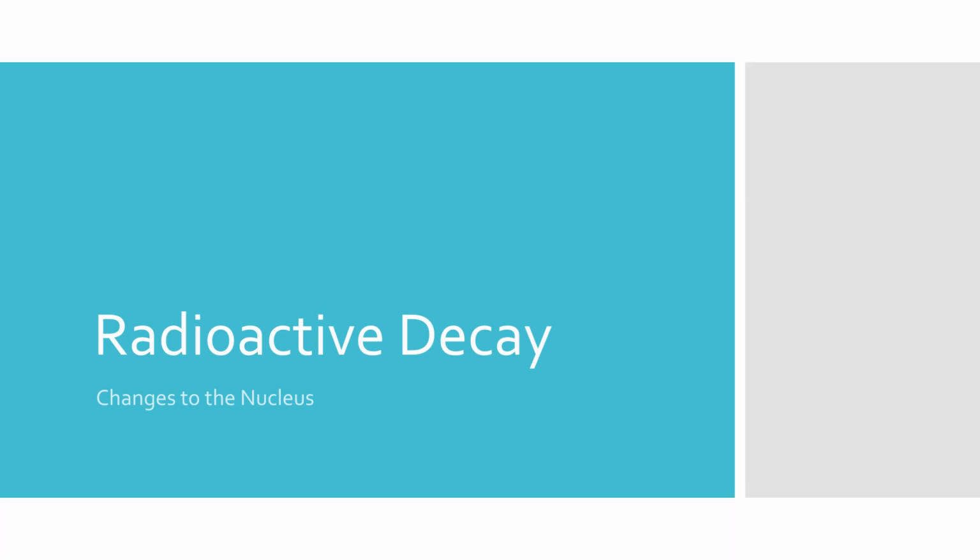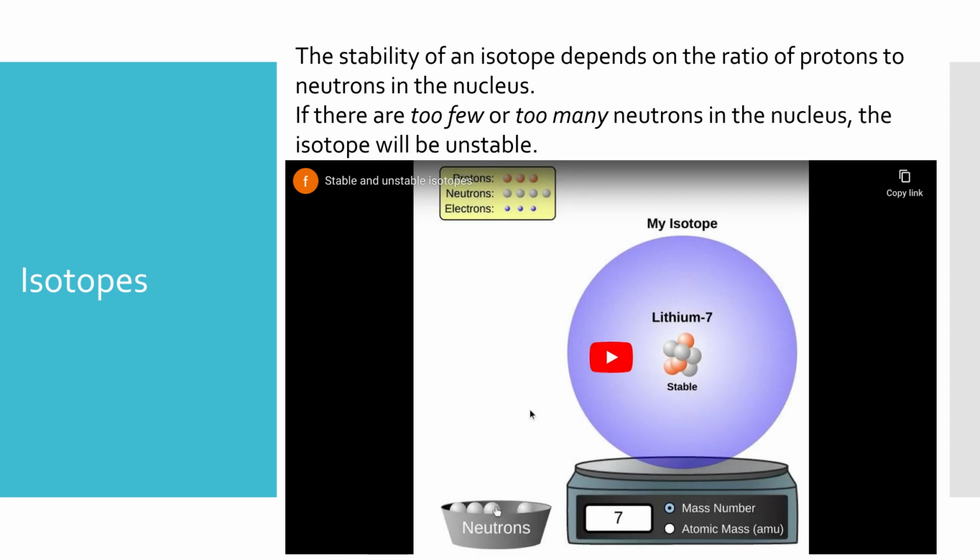Today, I want to talk to you about radioactive decay. Let's remember about isotopes. Isotopes, remember, are versions of an element with different numbers of neutrons. And the critical thing to remember here is that the stability of an isotope depends on the ratio of protons to neutrons. If there are too few or too many neutrons, the isotope will be unstable.